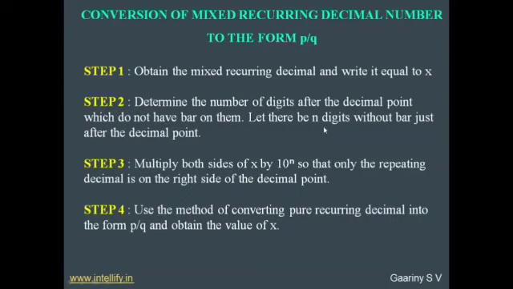Let us assume that there are n digits without bar, that is after the decimal point. After finding all this in step 2, you just have to go to step 3, that is multiply both sides of x by the 10 power n value, so that only the repeating decimal is on the right side of the decimal point. Then go to step 4. We just saw the method of converting pure recurring decimal into the form P by Q in the previous one. So after completing step 3, you can also use the method which we used already and obtain the value of x. This is so simple, right?